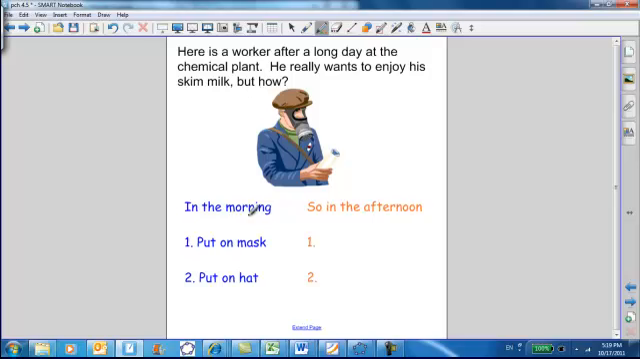In the morning, he put on the mask, and then he put on his hat. So now in the afternoon, what has to happen? He must take off the hat, then take off the mask. He has to do the inverse operation on each thing in the inverted order.